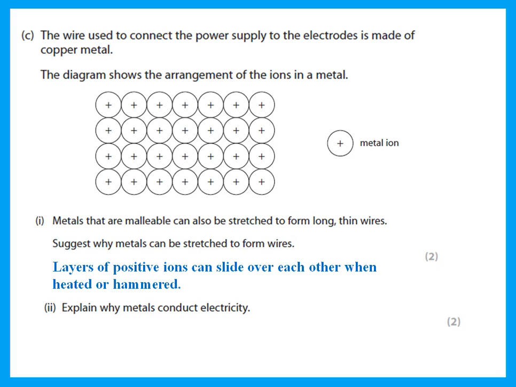Explain why metals conduct electricity. Remember, when we're explaining this, they have free moving delocalized electrons. Please don't mention ions. It is due to the movement of the delocalized electrons that are free to move.